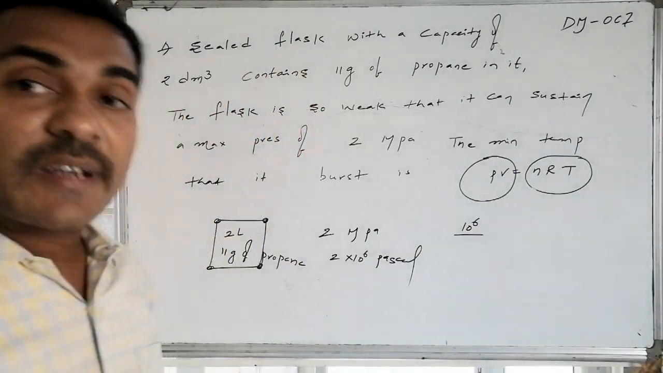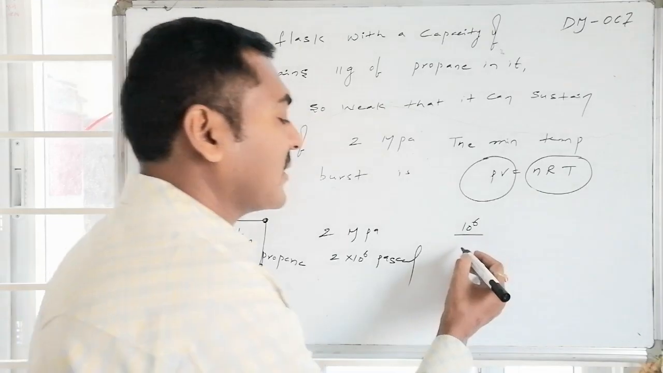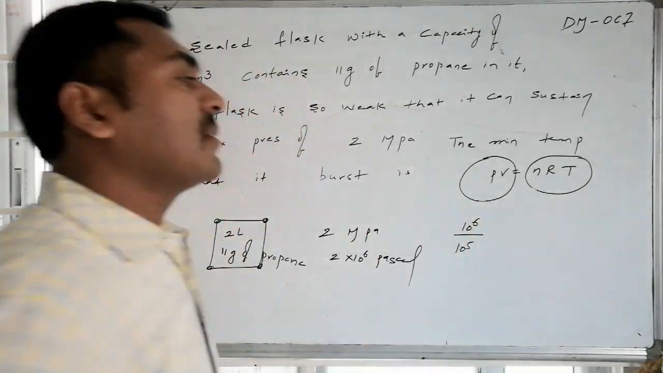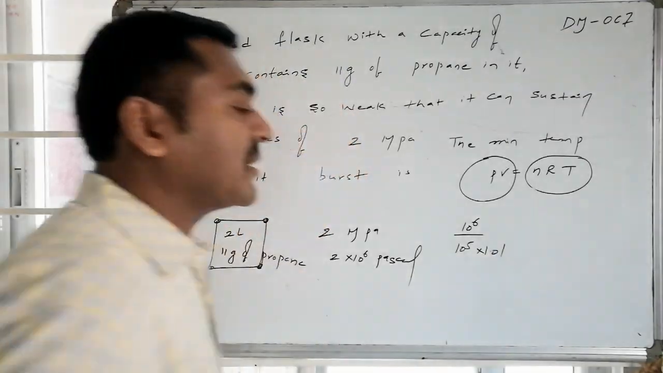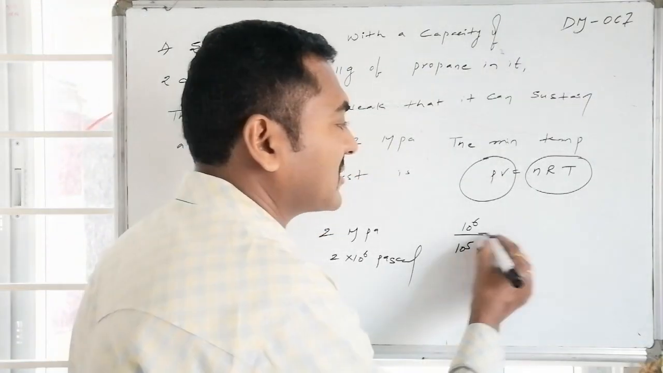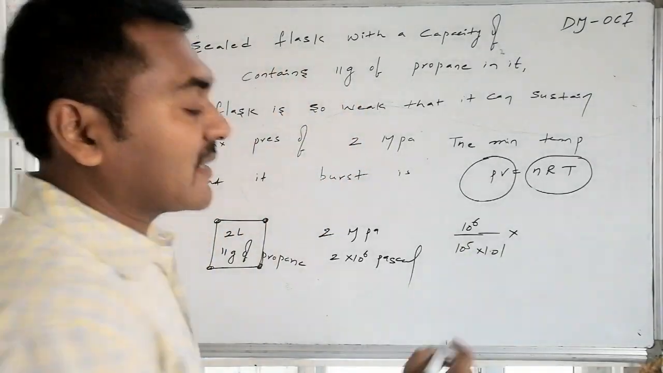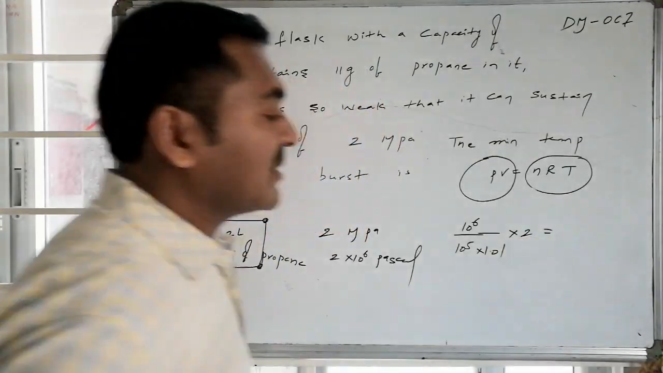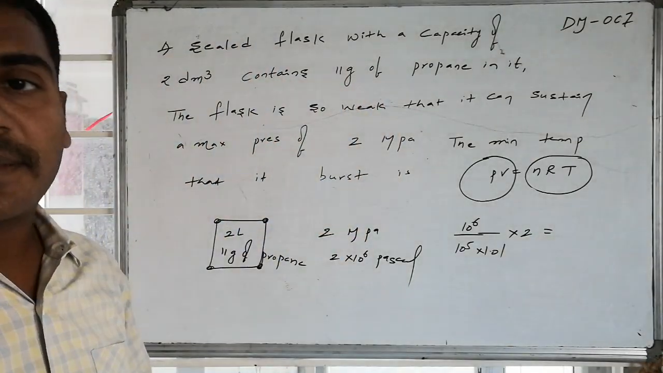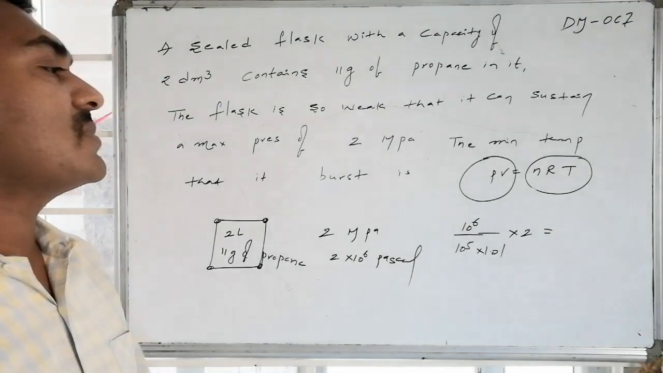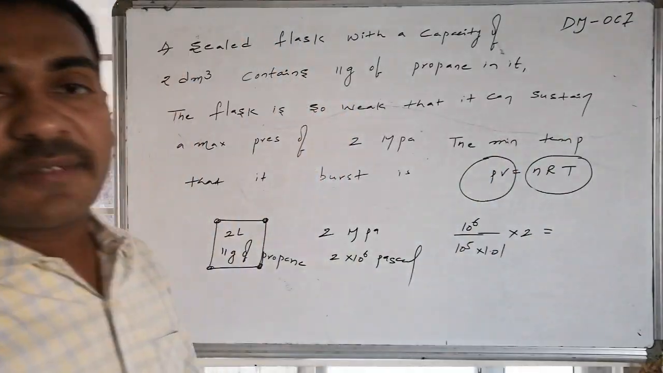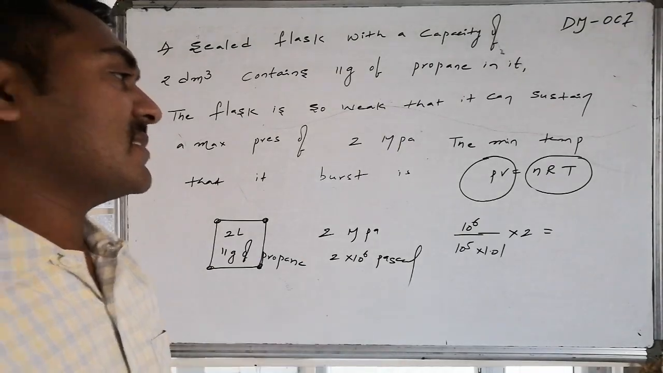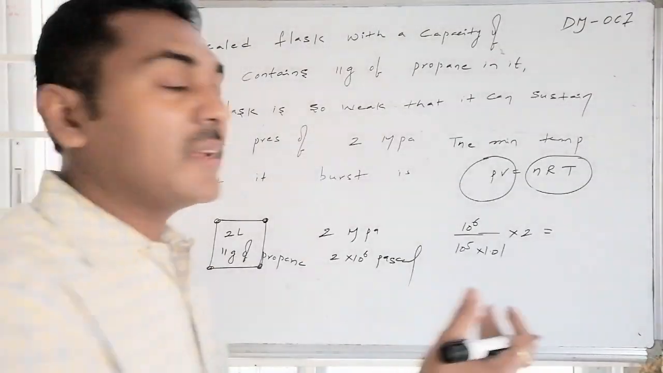If I convert that into atmospheres, every 10 power 5 pascals is equal to 1 bar, whereas every 1.01325 bars is equal to 1 atmosphere. This is the pressure and the corresponding volume is 2 liters. This PV product should become equal to nRT, at the minimum temperature up to where it can sustain, from where it begins to undergo explosion.